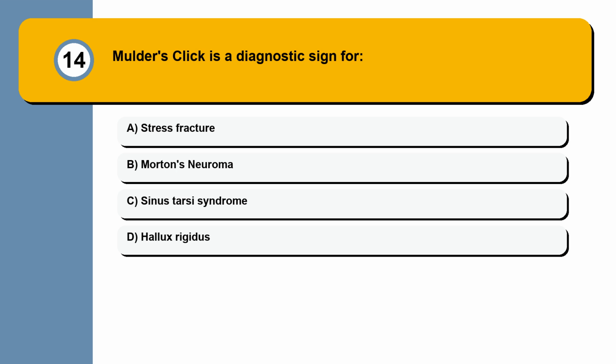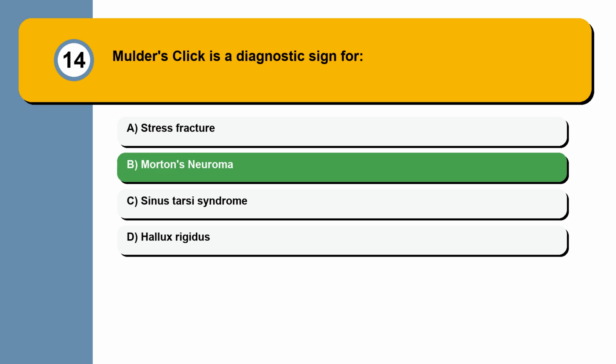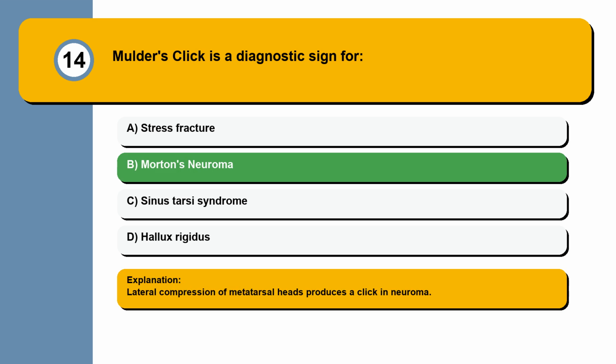Question 14. Mulder's click is a diagnostic sign for stress fracture, Morton's neuroma, sinus tarsi syndrome, hallux rigidus. Lateral compression of metatarsal heads produces a click in neuroma.